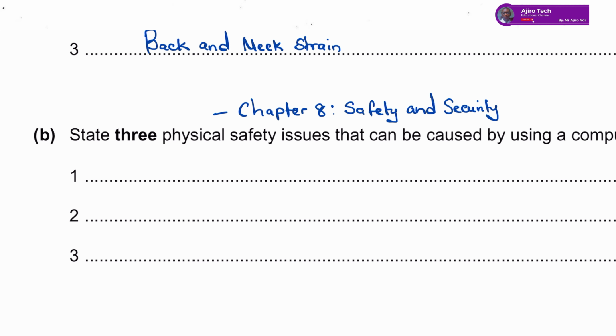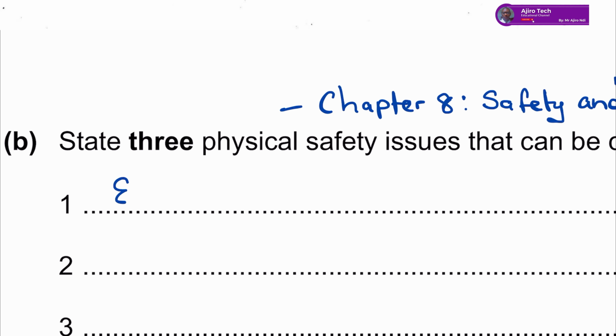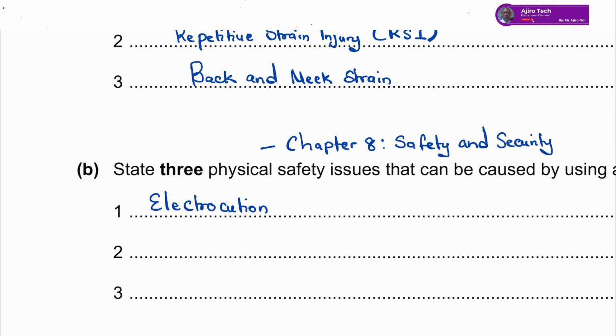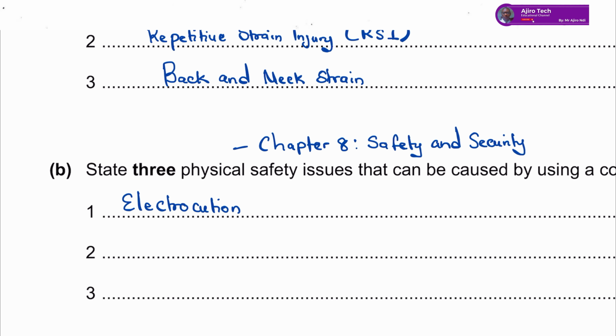So we have electrocution. And when we talk about electrocution, it means when you spill drinks or liquid on electrical equipment or on your laptop. We can see it as exposed wires or damaged insulation. We can see it as unsafe electrical equipment. So this can actually be a physical safety issue.